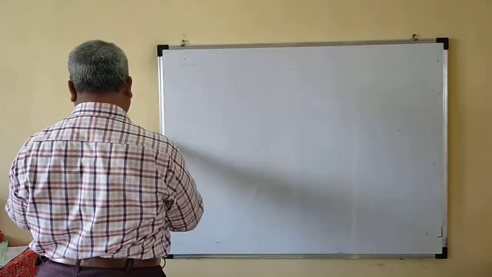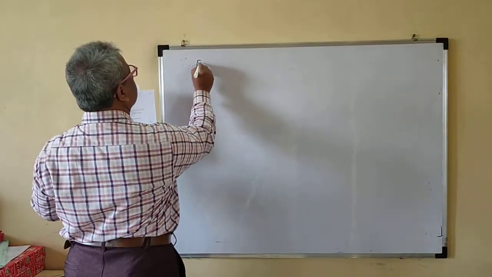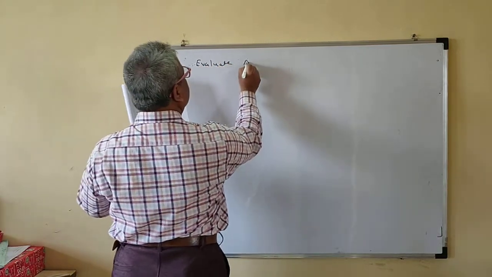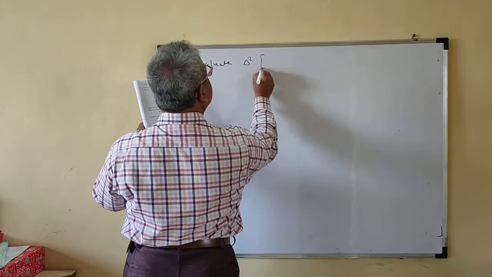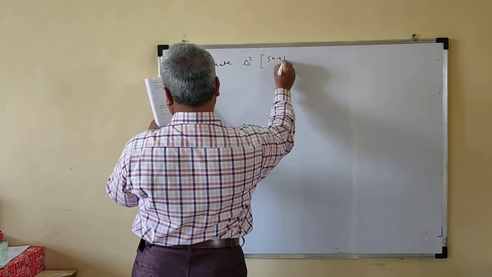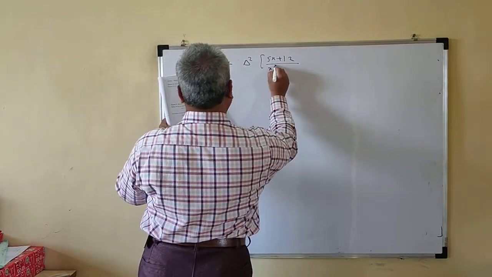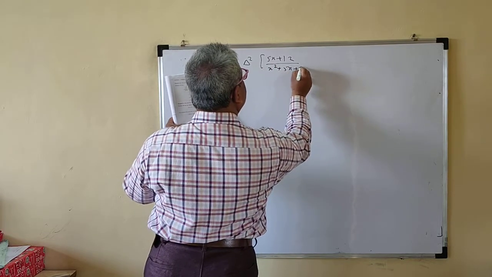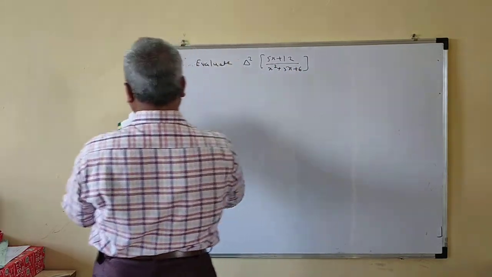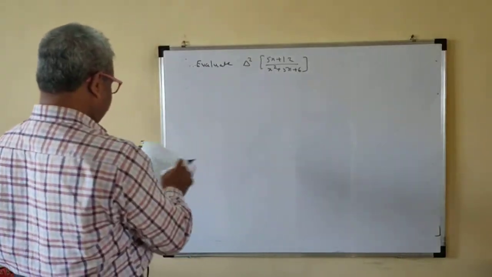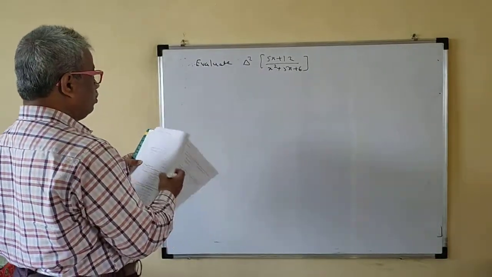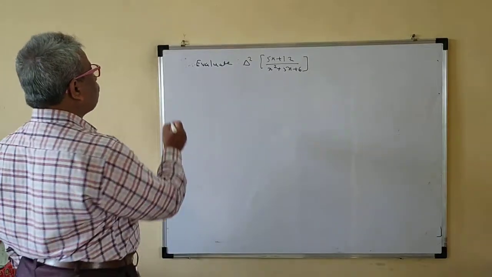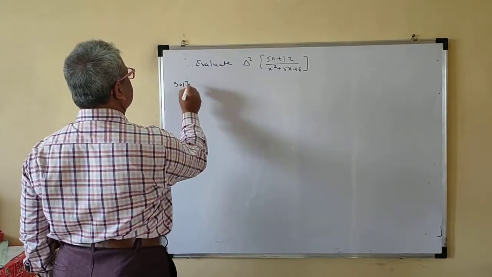Next, evaluate del square of (5x plus 12) upon (x square plus 5x plus 6). Okay. Solution.